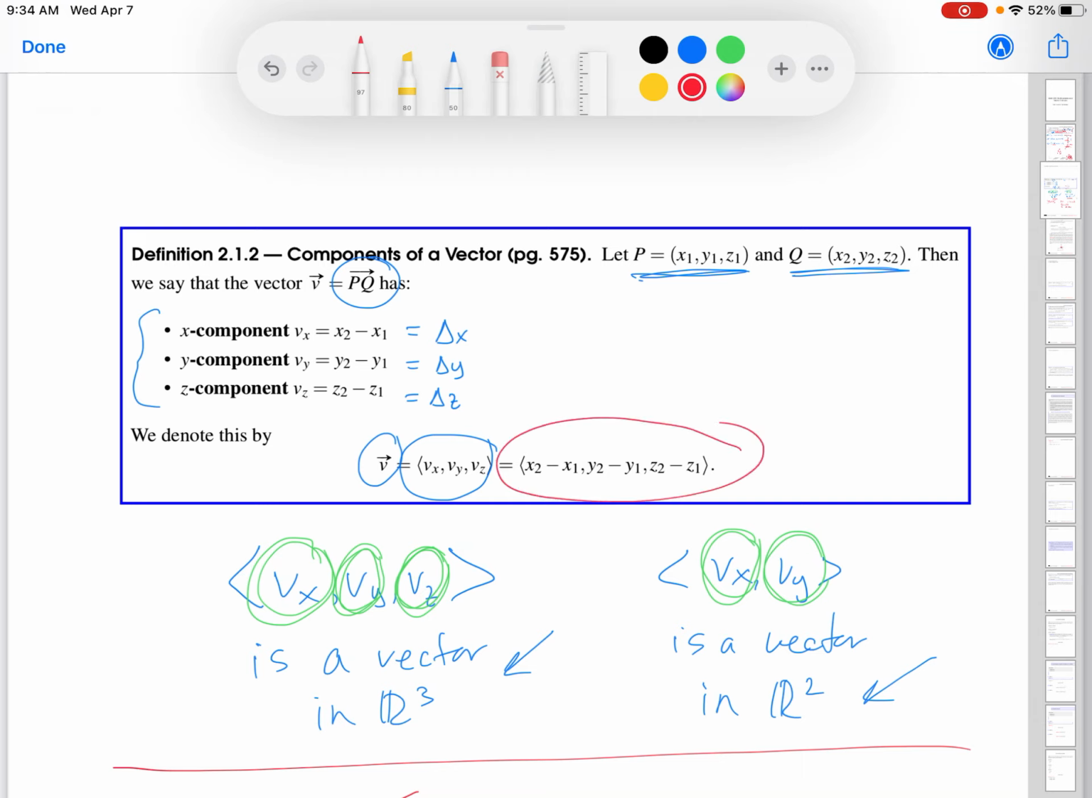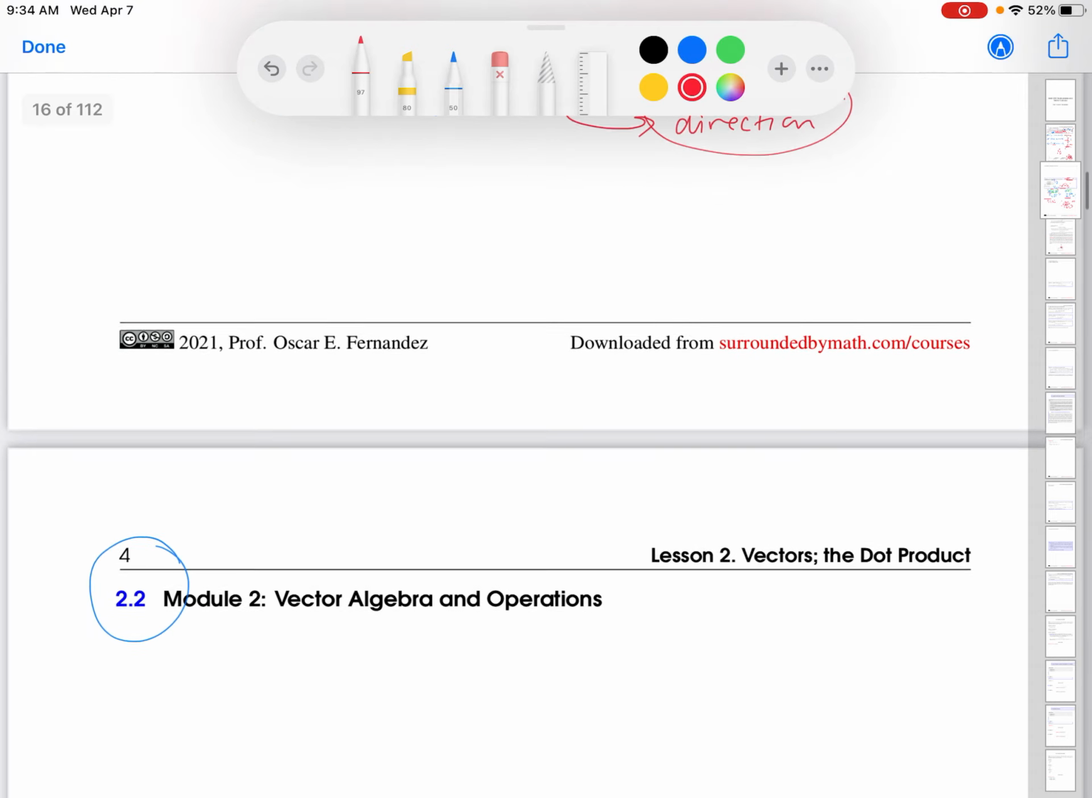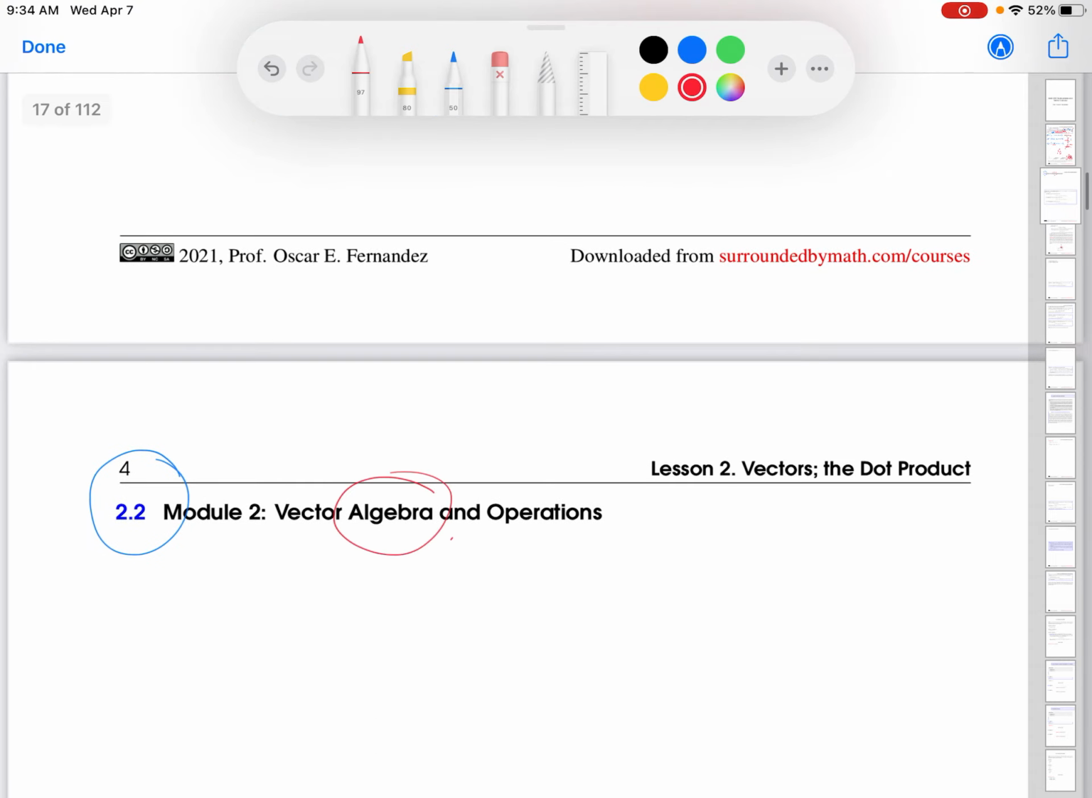And the components of a vector, initially we defined as the difference in the components of the initial and terminal points. That's what this says. But now we're thinking kind of opposite. We're thinking if I just give you the components of a vector, that is the vector. I can calculate the magnitude from there, and I can certainly give you information about the direction in one way or another. Great. So in the second module, we will talk about how to do arithmetic with vectors, and then we'll start setting the stage for talking about dot product in the third module.